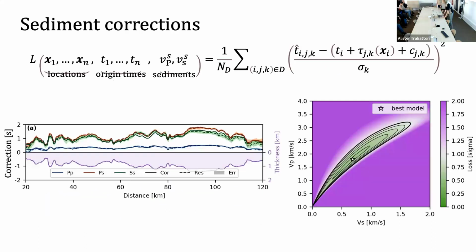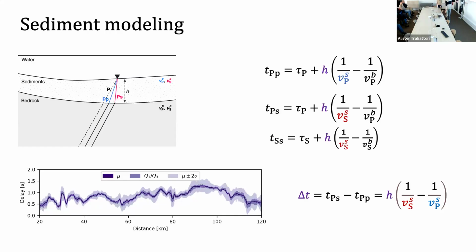And we can go one step further by introducing what we call sediment correction, which is very similar to station corrections. Just the parameterization is a little bit different, because if we go back to this equation, delta T more or less constrains H. The only two parameters that we need to invert and don't know yet are the velocities, the two VP and VS velocities in sediments.